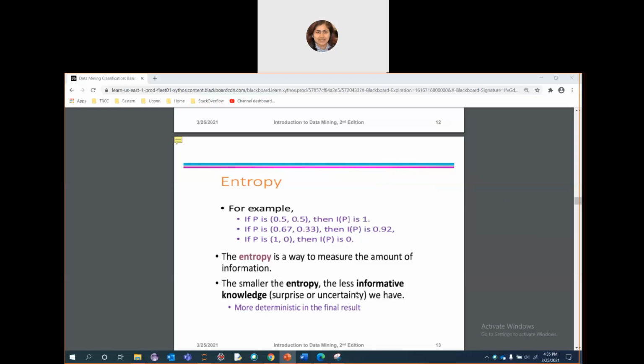So if we have smaller entropy, then we can say that that is less informative. Okay, and we may have increased surprise or uncertainty in that case. So we rely on the higher value of the entropy.